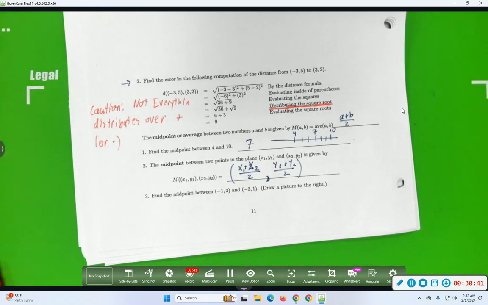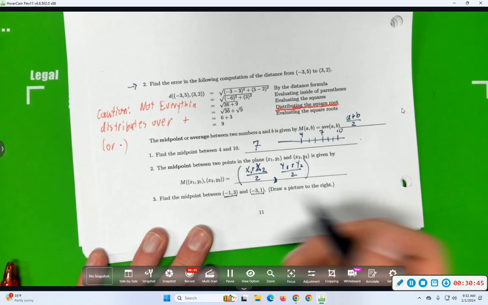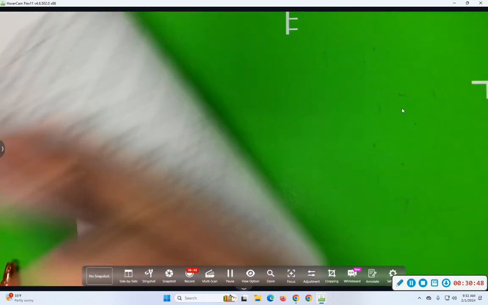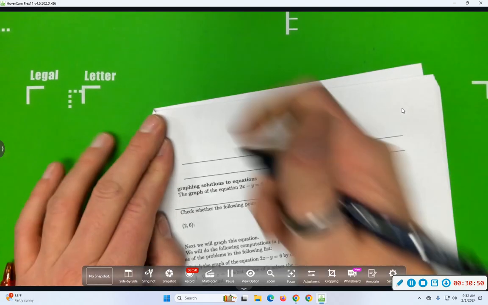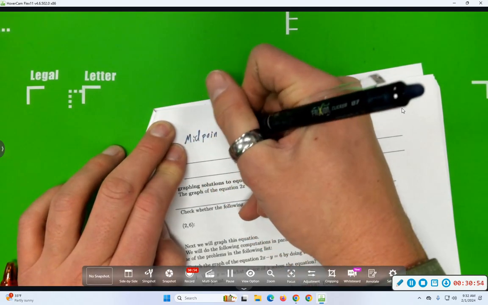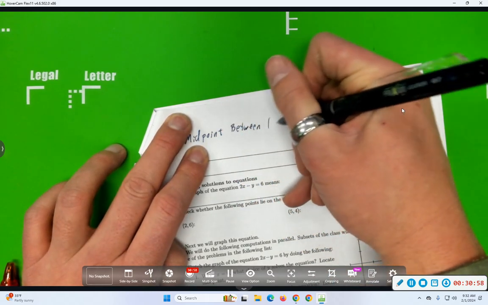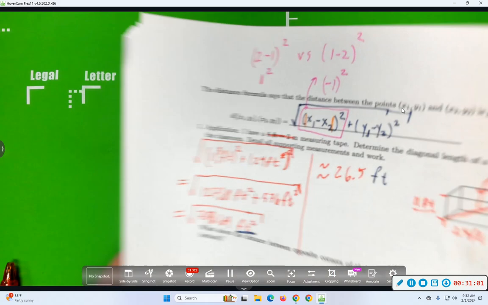So let's do exactly this for an example. Let's find the midpoint between -1, 3 and -3, 1. Yeah, there's space right here.